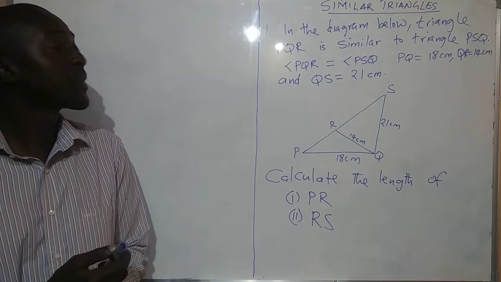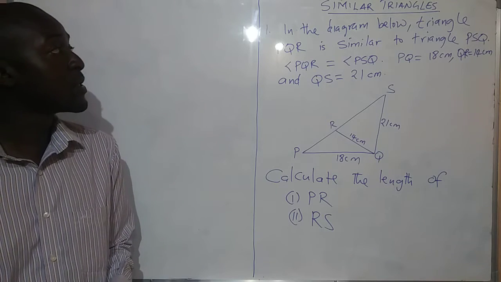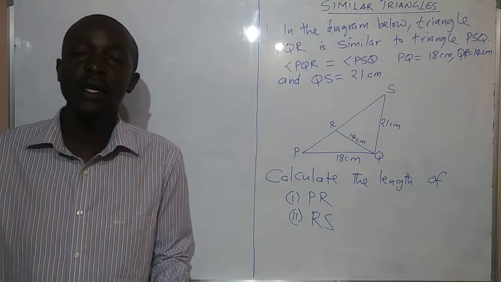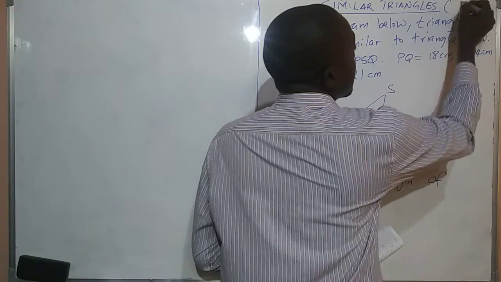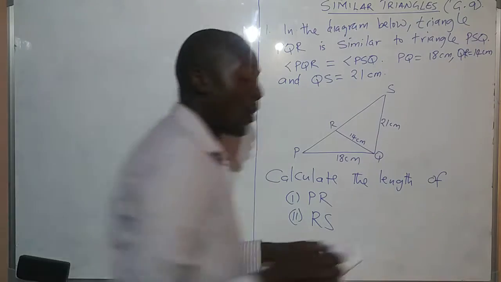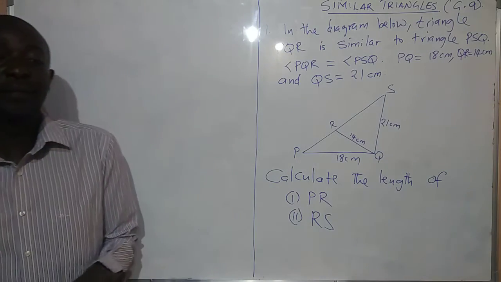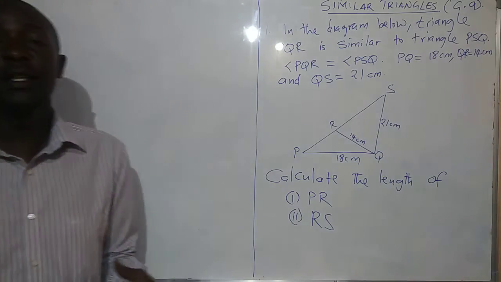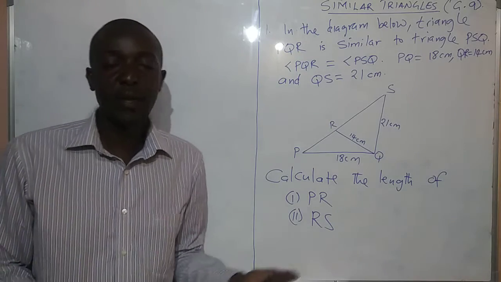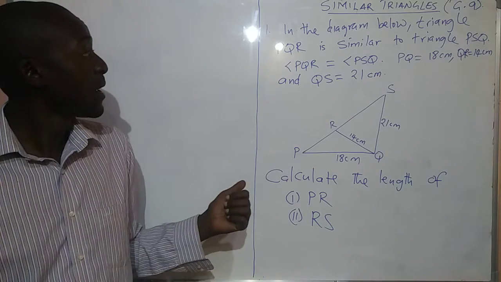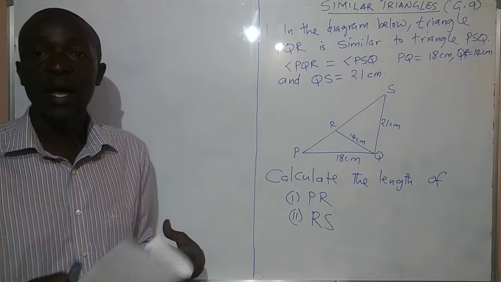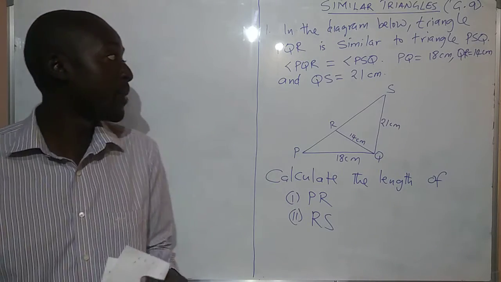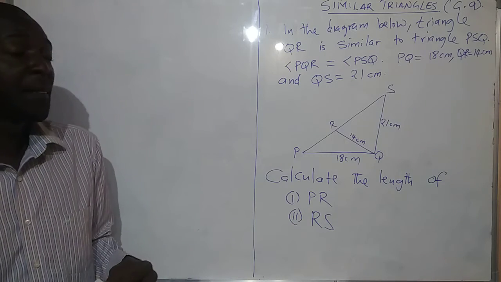This afternoon, we want to look at similar triangles, or in other words, similarity and congruence, grade 9. It's a topic that you find in grade 9 mathematics. Here, we are going to look at some questions that will help us understand what similar triangles are all about.